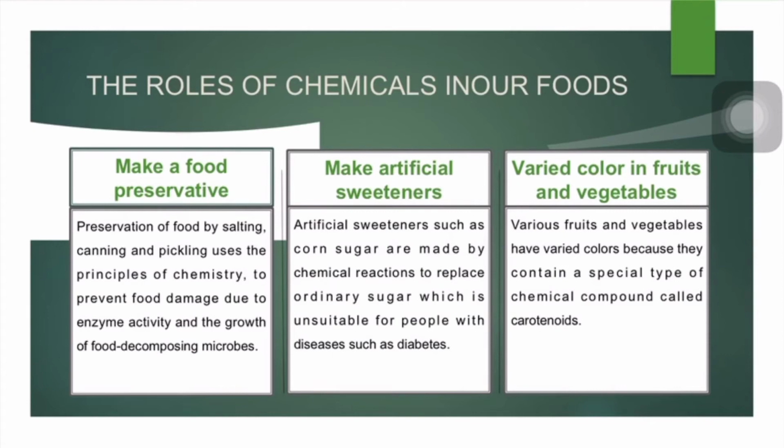And then the third one is varied color in fruits and vegetables. Jadi, kalau kalian lihat warna buah-buahan dan juga sayuran itu berwarna-warni dan juga berbeda, itu adalah proses kimia juga berperan di dalamnya. Various fruits and vegetables have varied colors because they contain a special type of chemical compound called carotenoids. Jadi, compounds berupa carotenoids itu yang mengakibatkan warna berbeda dari buah dan juga sayuran.